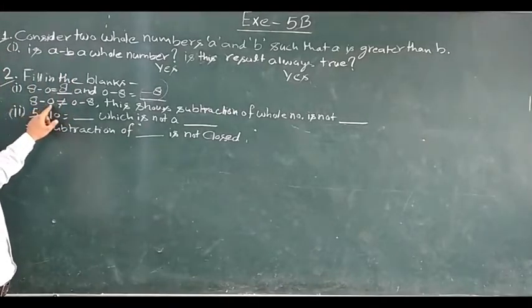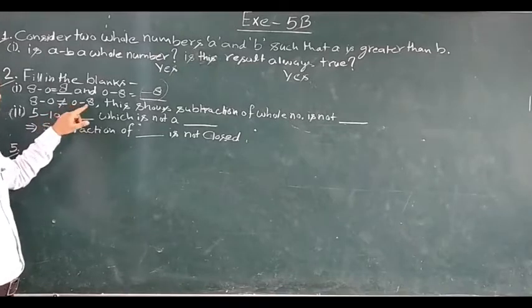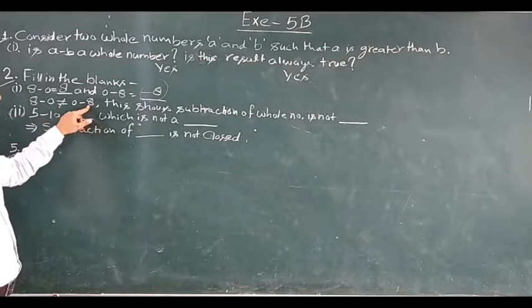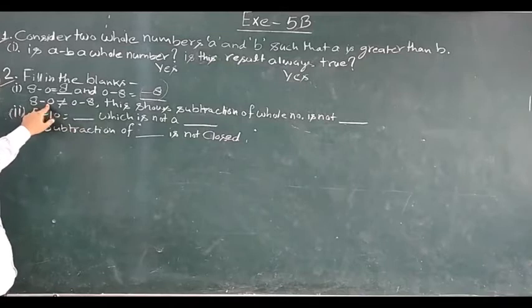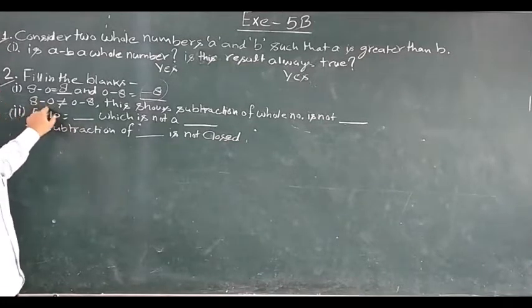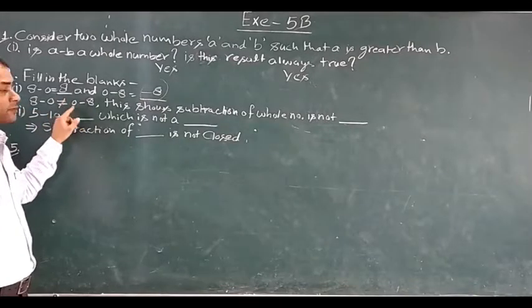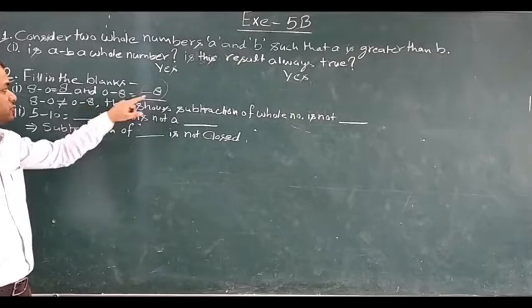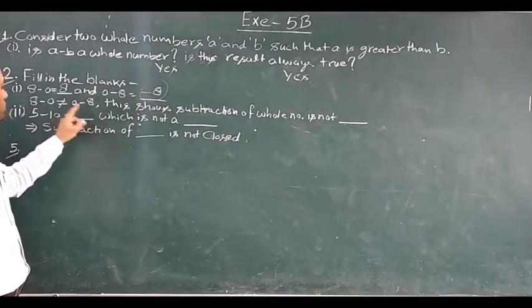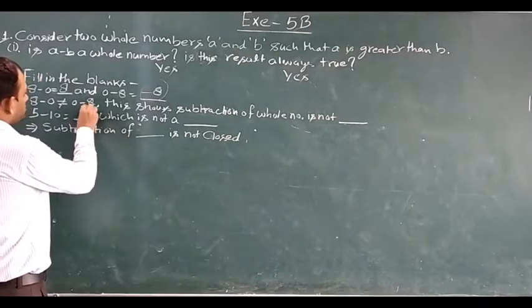Now 8 minus 0 is not equal to 0 minus 8. Yes, whenever we subtract 0 from 8, we get 8. And when we subtract 8 from 0, we get minus 8. You have seen here, so these are not equal. So this is true, or you may write yes.